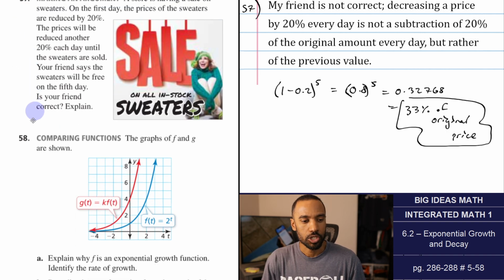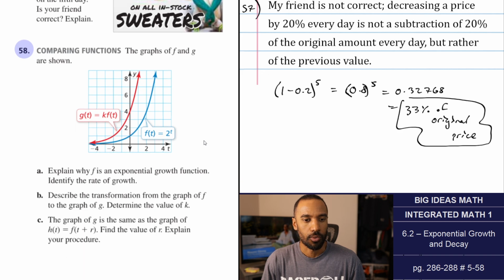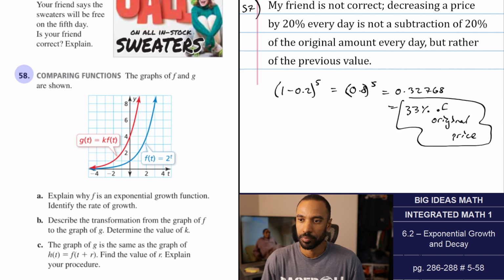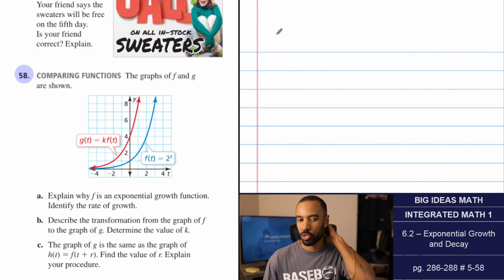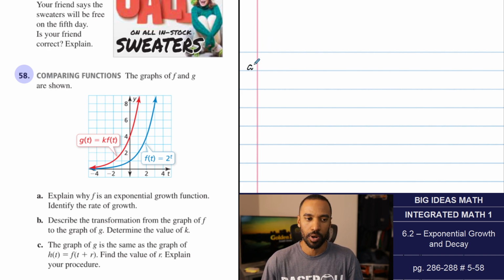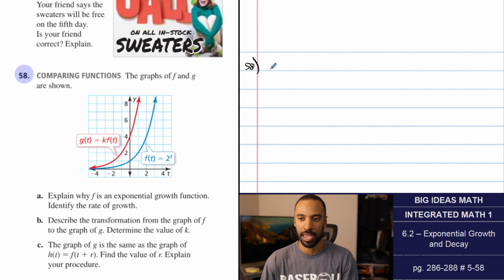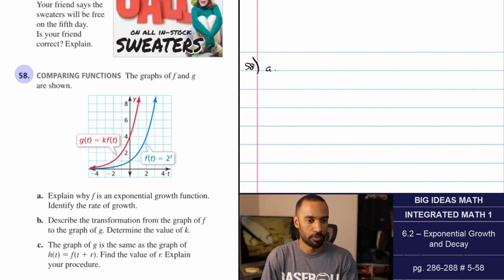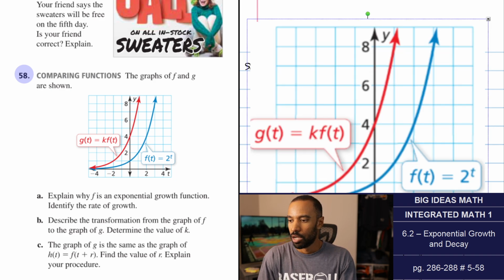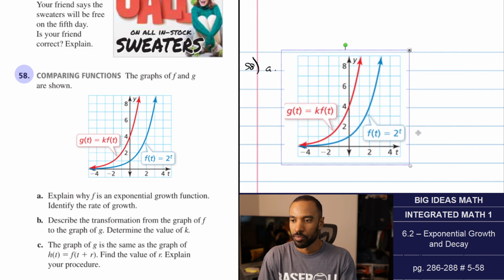All right, number 58, last question. Comparing functions. The graphs of f and g are shown. Hey, back to graphs. g of t equals k times f of t, where f of t is 2 to the t. Explain why f is an exponential growth function. Identify the rate of growth for 58 part A. So let's pull that graph over here. All right, f of t, 2 to the t power.